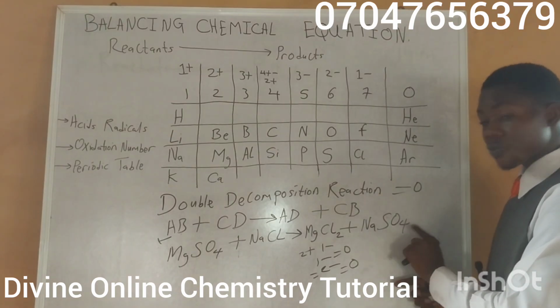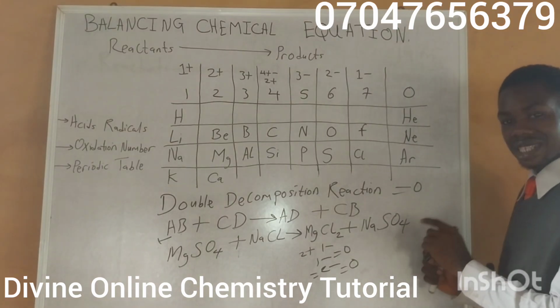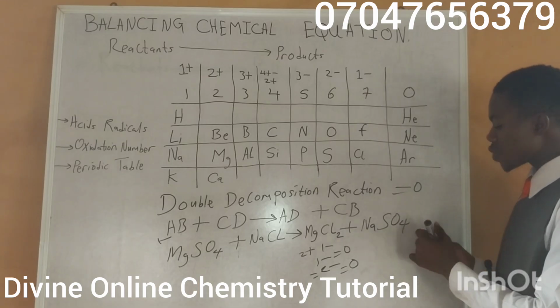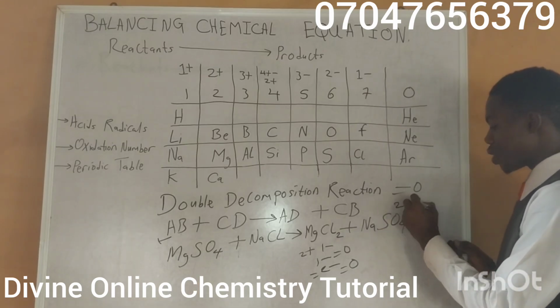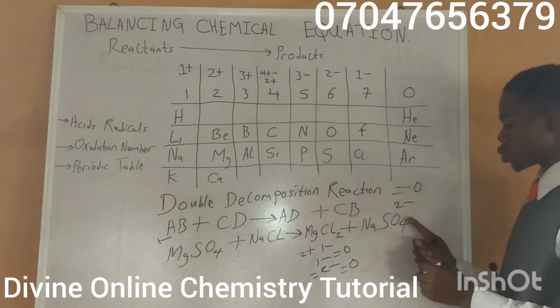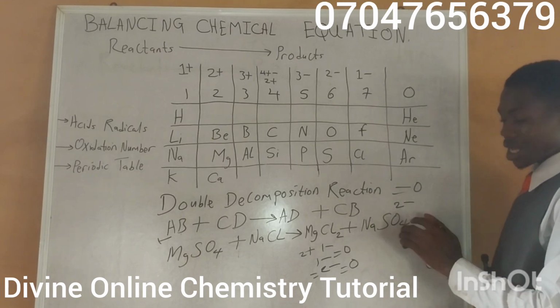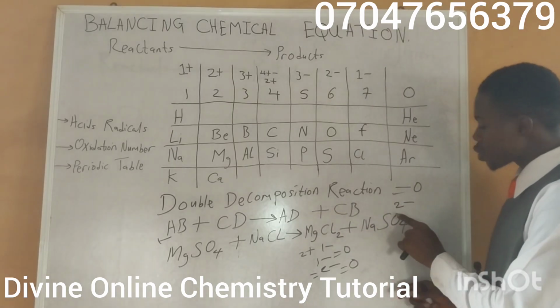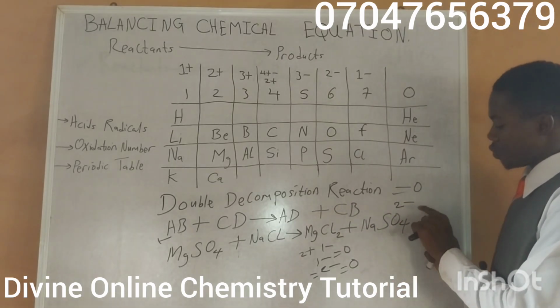Now, SO4 is an acid radical. What's the charge of SO4? SO4 is 2 minus. Please take note of that. SO4 is 2 minus. I gave the acid radicals earlier on. Please take note of them and their charges. Now, SO4 is 2 minus. Look at it very well.